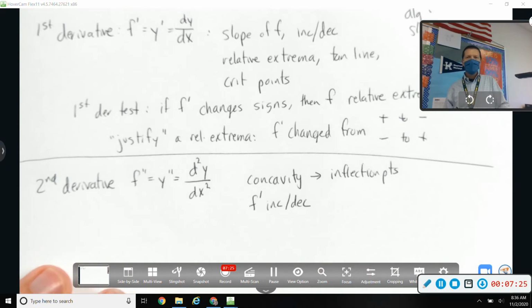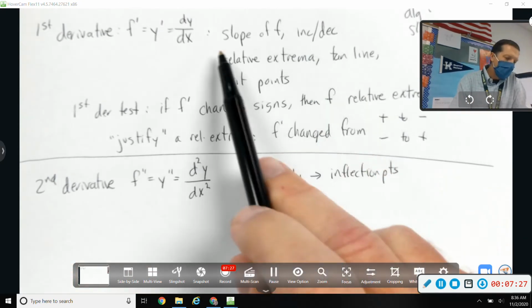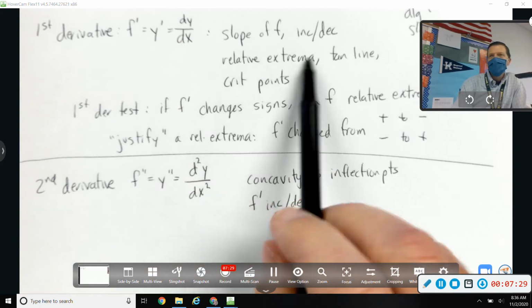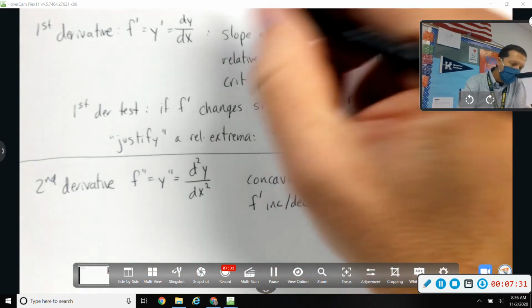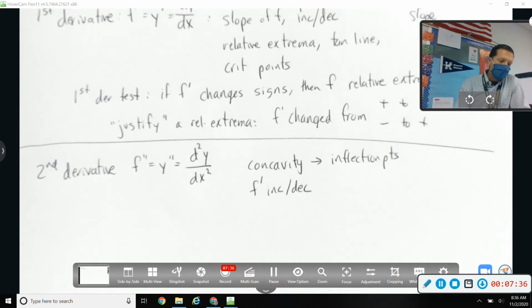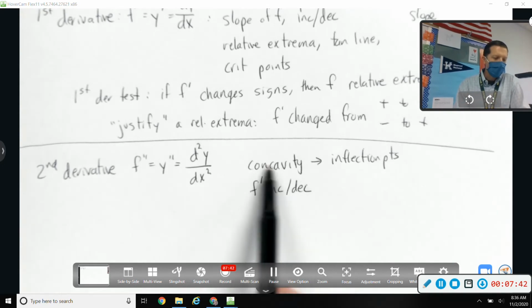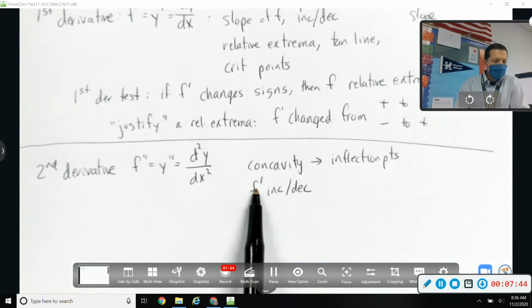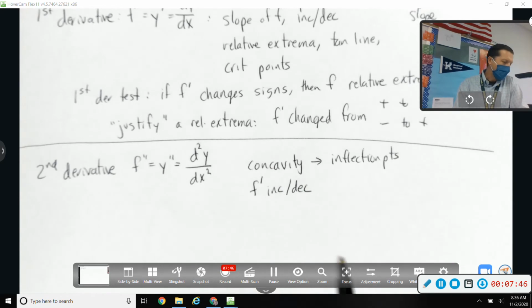Up here on the first derivative group of things, f prime tells us if f is increasing or decreasing. F double prime can tell us if f prime is increasing or decreasing. Or vice versa is usually how it's used, because we'll have a graph of f prime. If f prime is increasing, that means it's concave up.